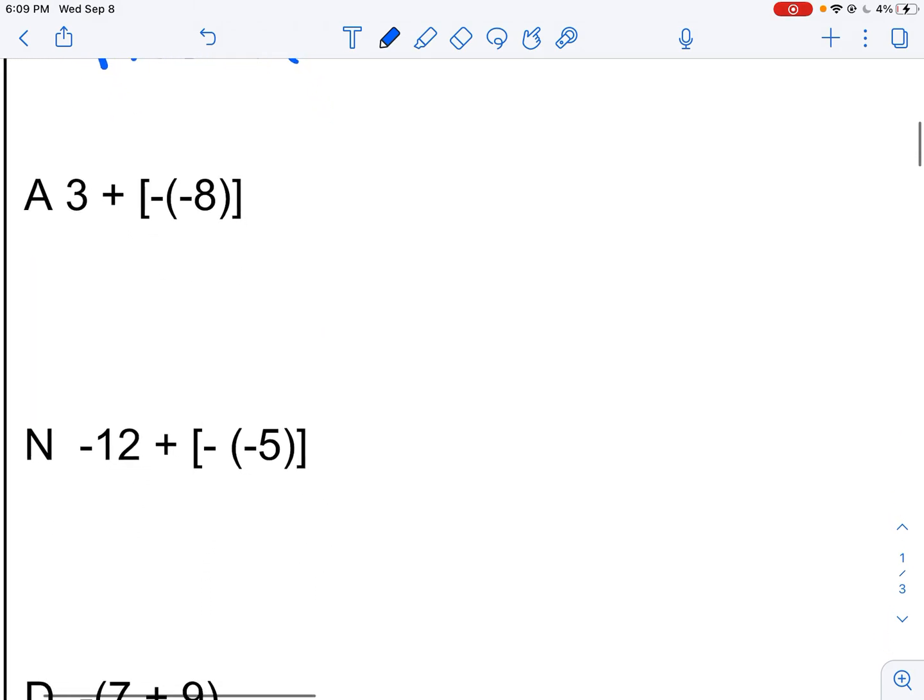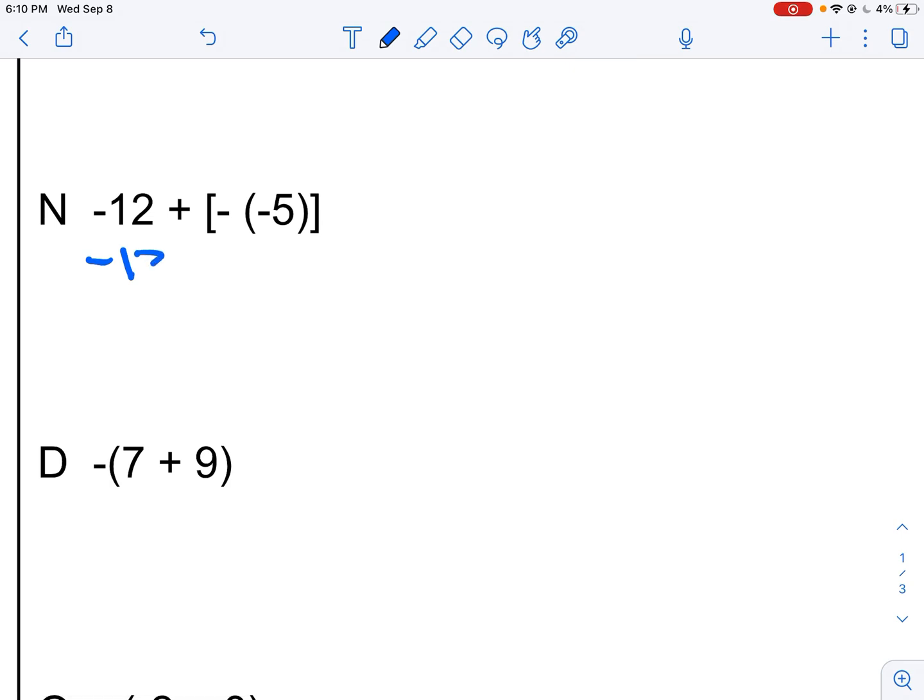Then this one down here. Okay, we do what's inside the parentheses, or what's inside the grouping. So I'm going to start here. The 3 I leave alone. Then I look in here, and this is the same thing. We have the opposite of a negative. So this negative right here next to this negative right here turns into a positive. So I now have a positive 8, which would be 11.